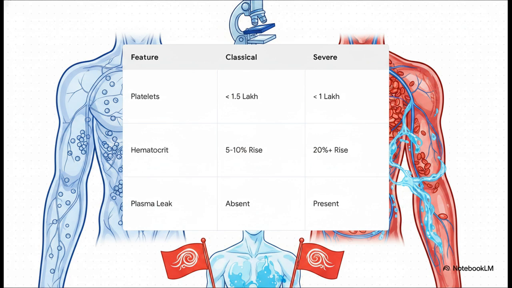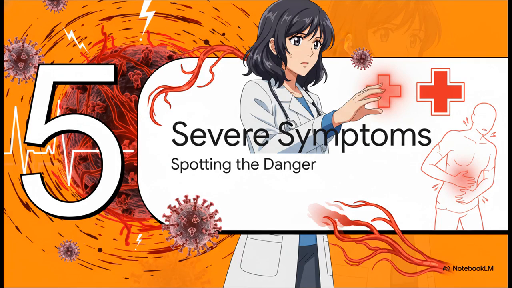But look closely at the hematocrit value. Hematocrit measures the concentration of red blood cells. Because all that watery plasma is leaking out of the vessels, the blood that's left behind gets incredibly thick and sludgy with red blood cells, causing a 20% or more spike in hematocrit. This spike, along with physical evidence of fluid in the chest or abdomen, is the ultimate red flag for plasma leakage. Section 5. Severe symptoms and signs, spotting the danger.